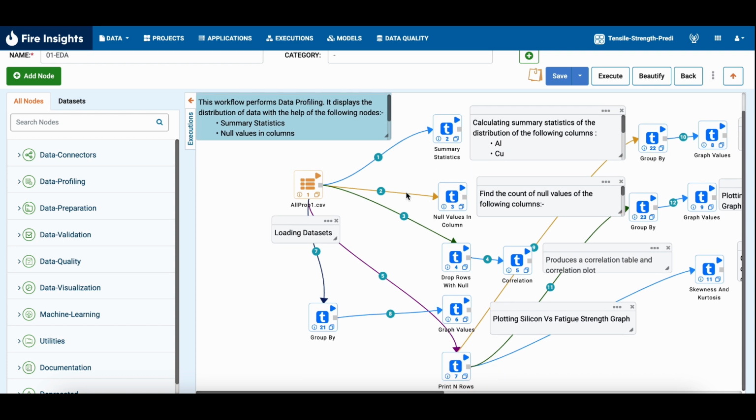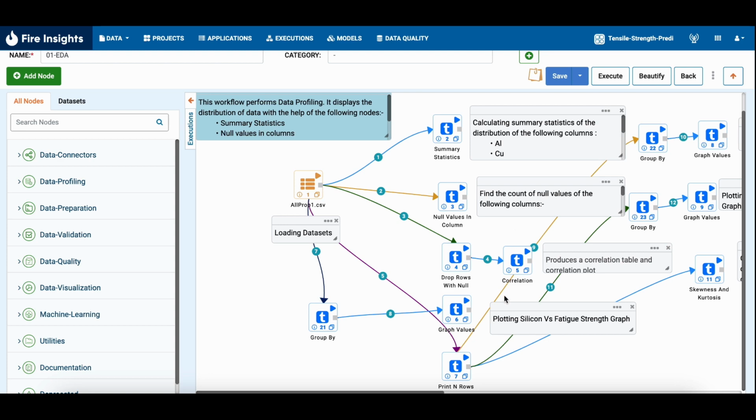Next, we're going to check for our null values. This is an important step because if we find null values here, we need to make sure that we deal with them before we move into our modeling stages. After that, we're going to create a correlation matrix, which will help us understand what different elements affect our tensile strength.